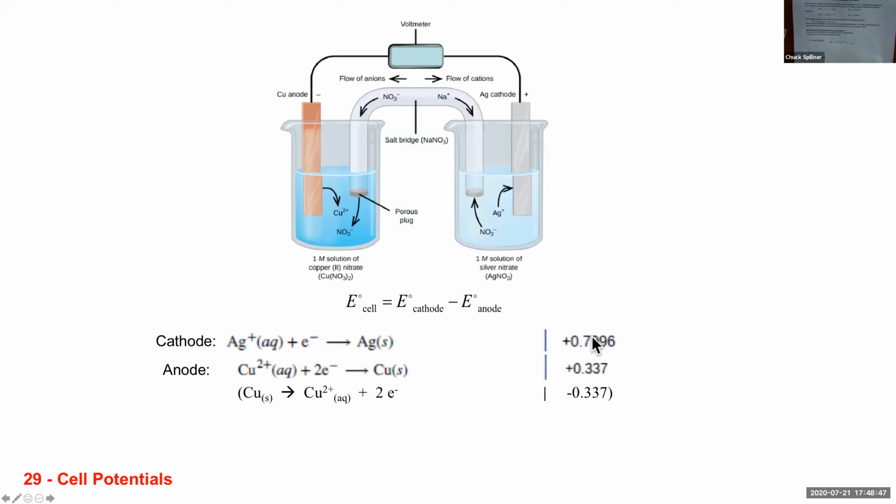But this is where we just add, now we're going to add the two. We're going to take the cathode reduction minus the anode reduction, and this is where the minus comes in. So we have minus anode, meaning minus 0.337. We add those together, and we get 0.463 volts for this cell. So let's uncover this voltmeter up here, and we get 0.46 volts for the cell. So that's how it works.